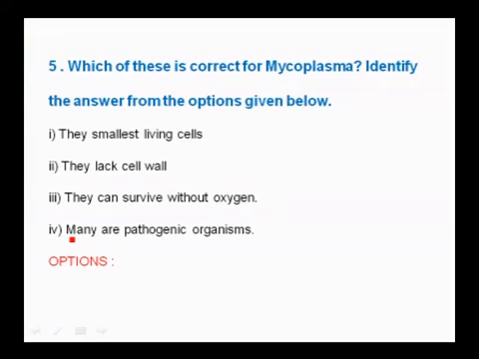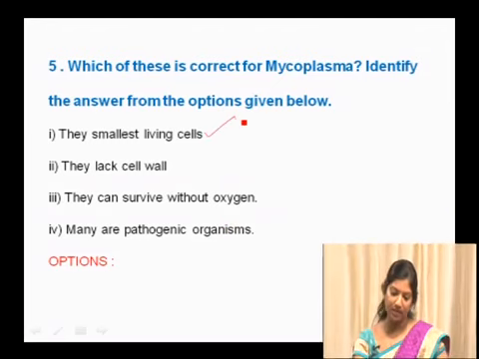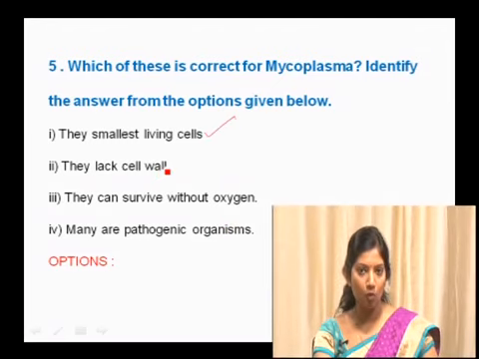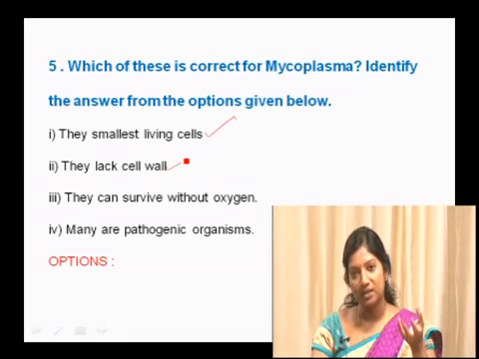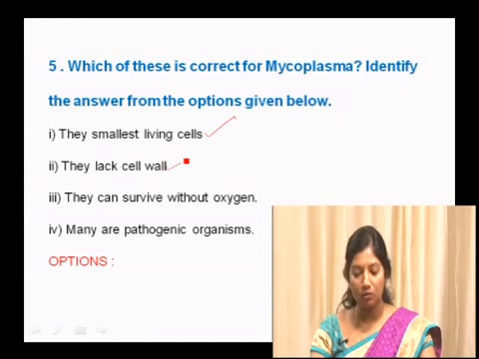They are the smallest living cells. They lack cell wall. They can survive without oxygen. Many are pathogenic forms. So mycoplasma is the smallest living cell known. So this is right. They do not have cell wall. This point is also absolutely right. It is just protoplasm which is not having the outer covering of cell wall.